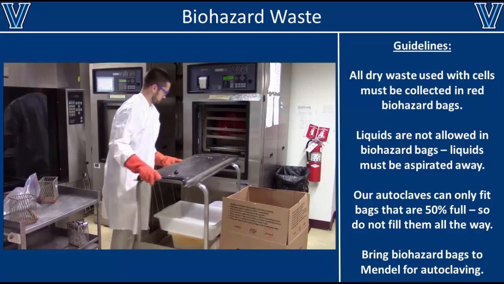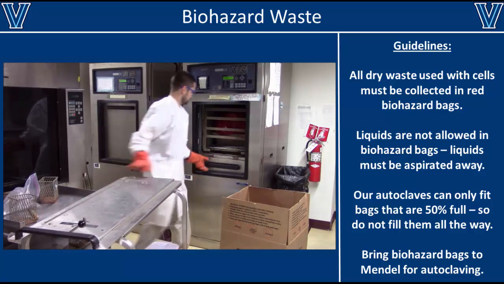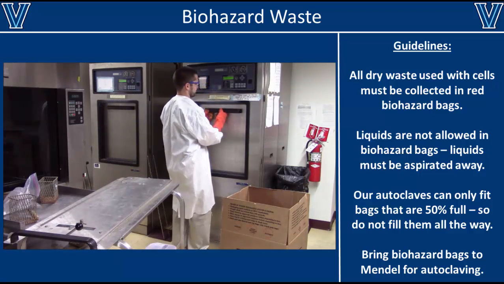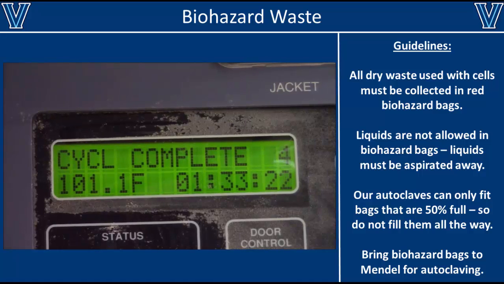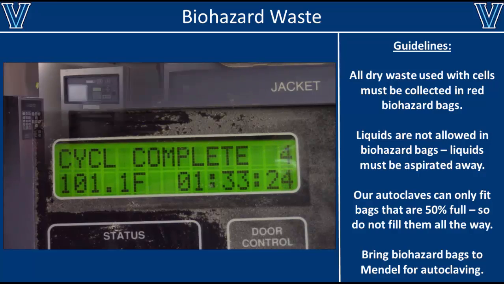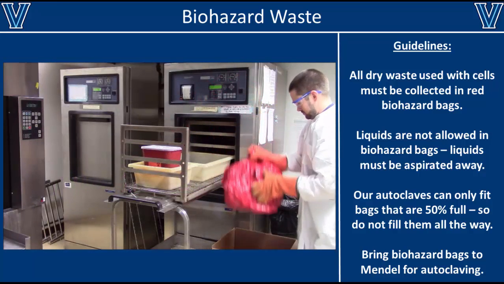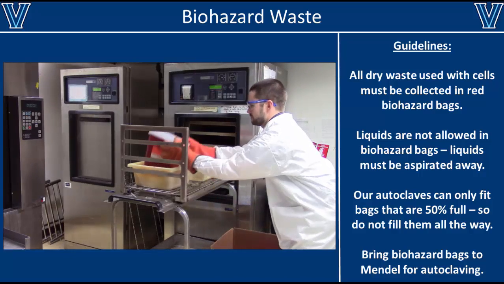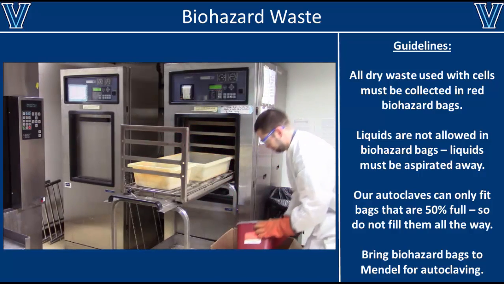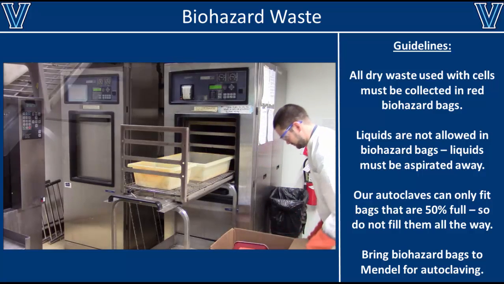Sterilize the bag by autoclaving it at 121 degrees C for at least 30 minutes. Remember, autoclaves use steam, which is hazardous, so do not open the autoclave until the cycle is fully complete. Once the cycle is complete, put the red bag back into the biohazard waste box and seal all sides of the box with packaging tape.